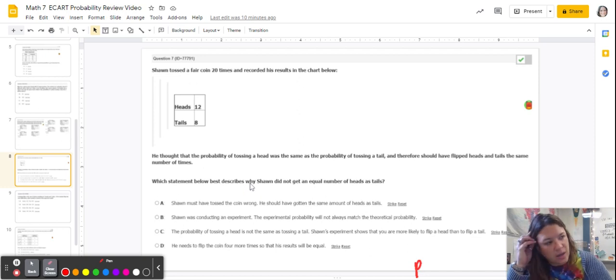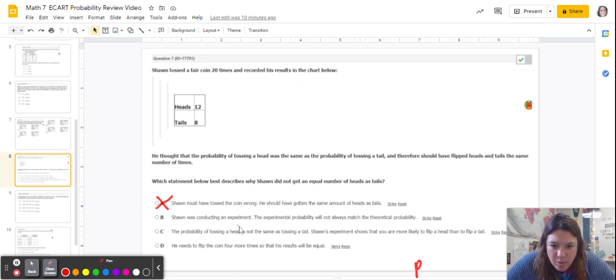So this is the second day we did probability. We watched that video of the girl who flipped a coin 10 times, and she didn't get 50-50, so she went to a football field, and that did get closer because she had 350 people flipping a coin. So this is the law of large numbers. So this is, Sean must have tossed the coin wrong. He should have gotten the same. No, he's not going to get the same. He only tossed it 20 times, right?